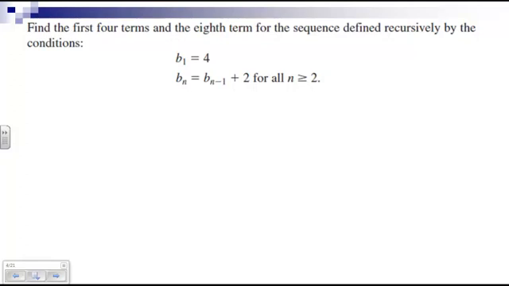Here's another way of defining a sequence. This is called a recursive definition. In a recursive definition, we define one number in the sequence based on a previous number in the sequence. So let's see if we can get the first 4 terms. Well, explicitly, the first term is going to be 4. Now what about the second term? Well, this expression says if I want to find the nth term, look at the n minus 1 term and add 2 to it.